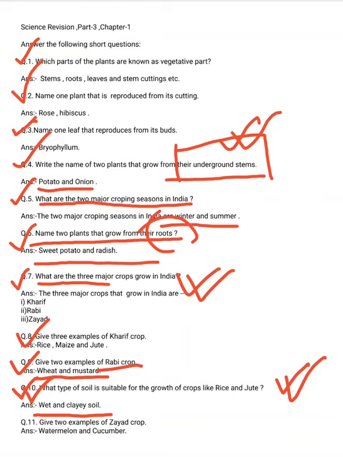Next question 11: give 2 examples of zaid crops. Zaid means the crops that grow between the winter and summer season, that is watermelon and cucumber. This type of crops are called the zaid crops.